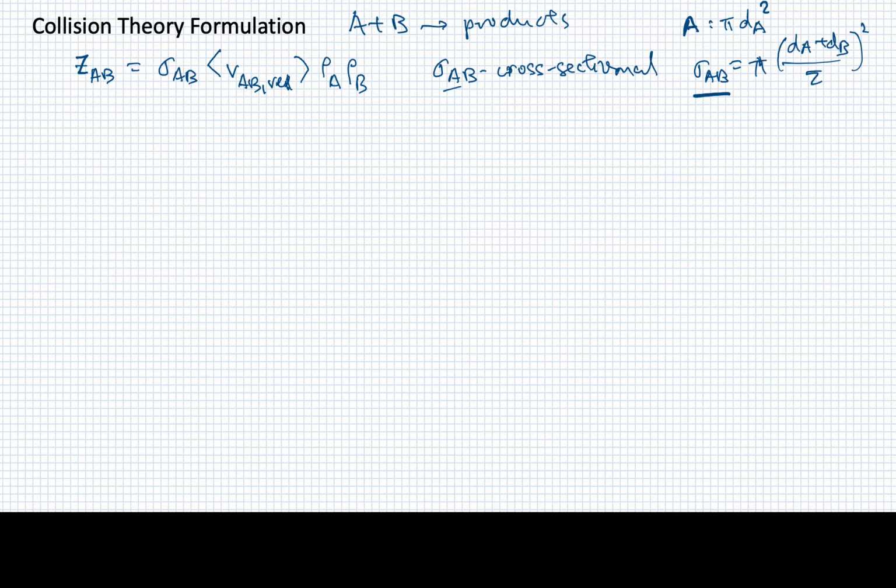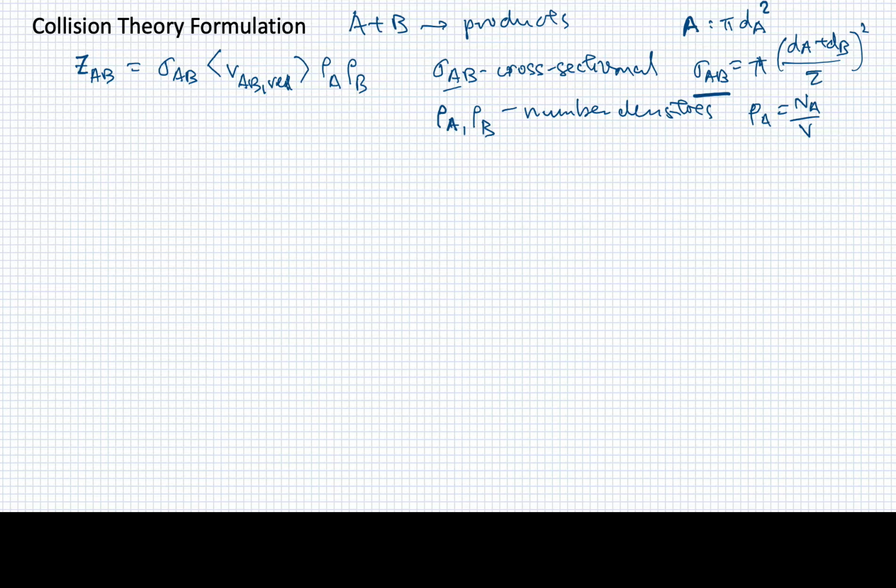Now, we also have these two factors, rho A and rho B, and those are basically the number densities of each of these molecules. And just to remind you, they're defined, for example, rho A would be the number of A molecules divided by the volume, and similarly for molecule B and rho B. So in effect, they're a stand-in for the concentration of these particles.